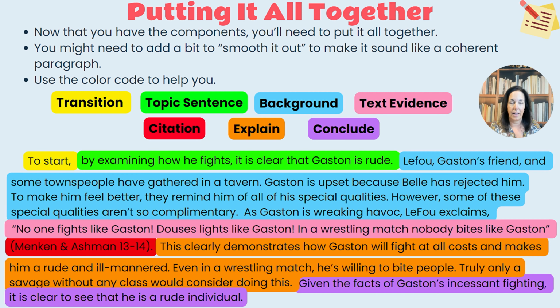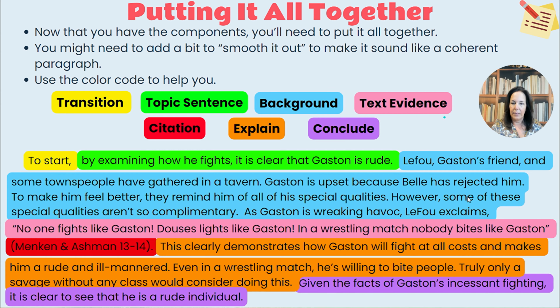So now you're going to put it all together. If you have the guided notes, you're going to give it a color code. If you don't have all of the same highlighters as these colors, you could use colored pencils, you could underline or circle with some kind of a code. You want to make sure that you know which part is which. The only thing I want to point out to you is sometimes you need to add a little bit to smooth it out to make it sound like a coherent paragraph. So I added just a little bit here and I wanted to make sure that we know who said the quote, okay? First, I'm just going to read it straight through.